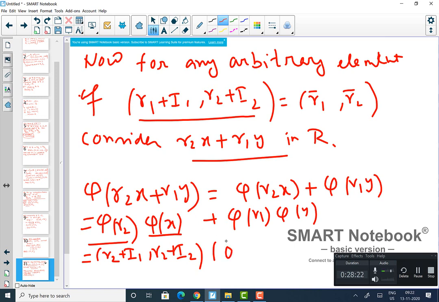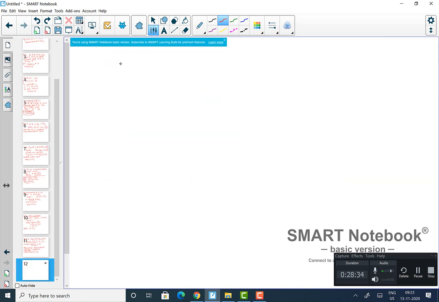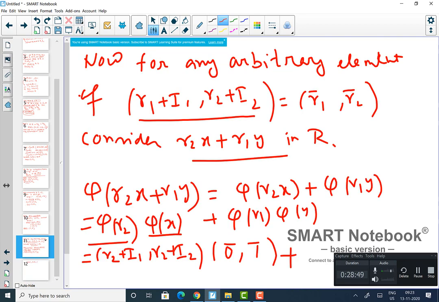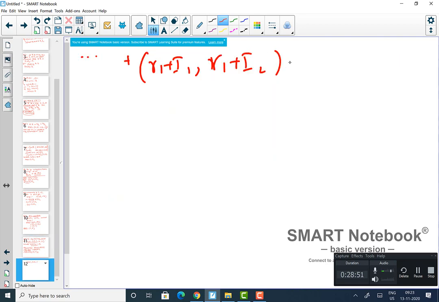This is 0 bar. 0 bar means 0 plus I1, and then 1 bar, which is 1 plus I2, plus some part, this part. What is the other part? The other part is the image of R1, so (R1 plus I1, R1 plus I2) into this part, phi of y. Phi of y, we already know, is nothing but (1 bar, 0 bar), right?